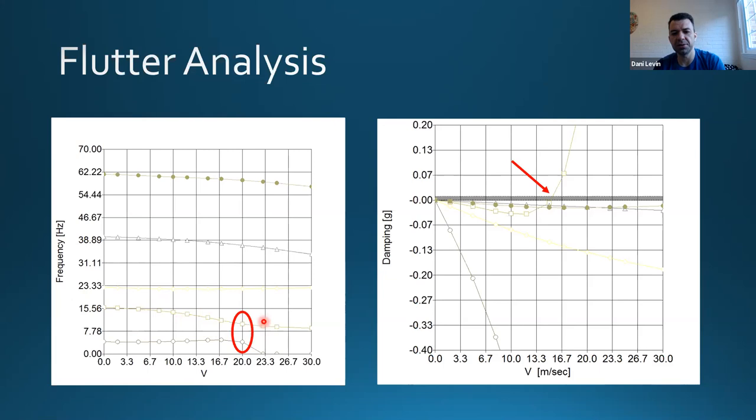And the crossing, now we are looking at the right figure, you can see the first bending crossing at zero. You can see the red arrow there. So this is our flutter velocity, and the crossing occurs at 15.2 meters per second. So this is your non-meshed result for the flutter, if you want to write it down. Any questions so far?